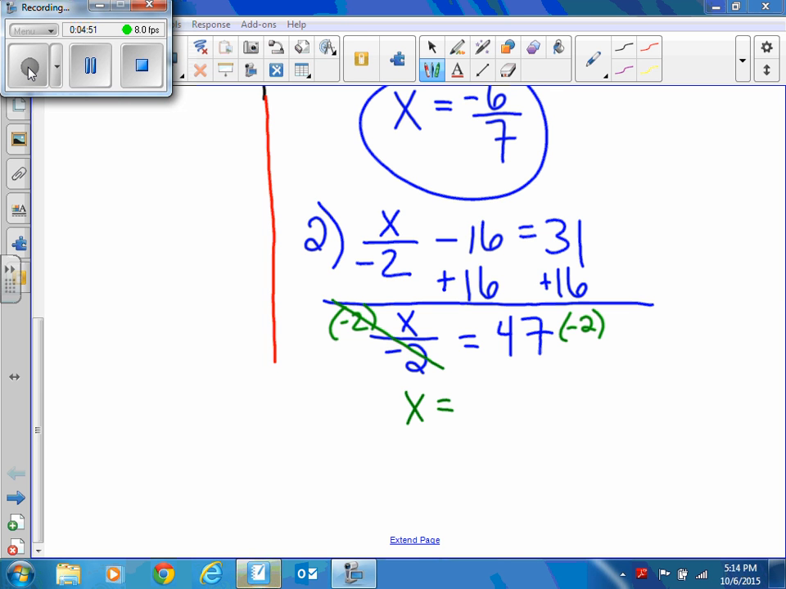And then 47 times a negative 2 is going to be a negative 94. So your solution is x is equal to negative 94. Got to be careful with those.